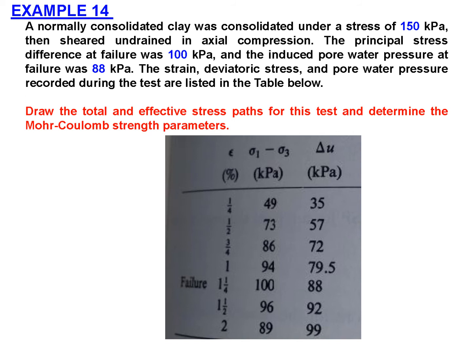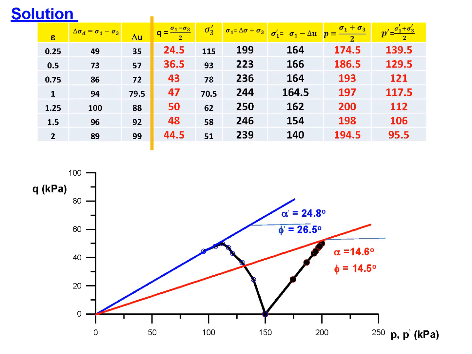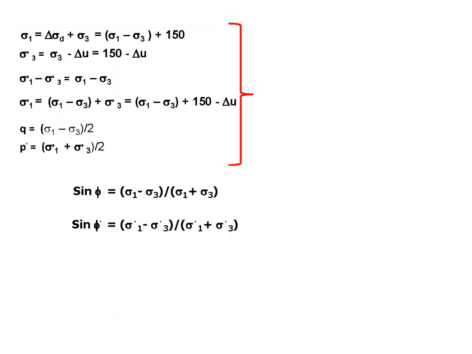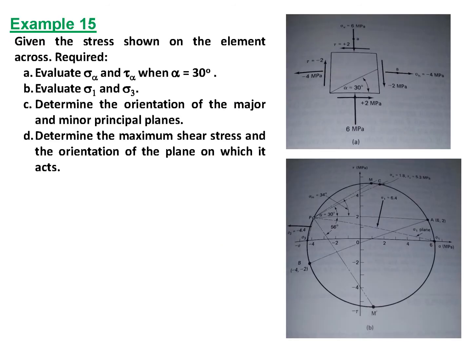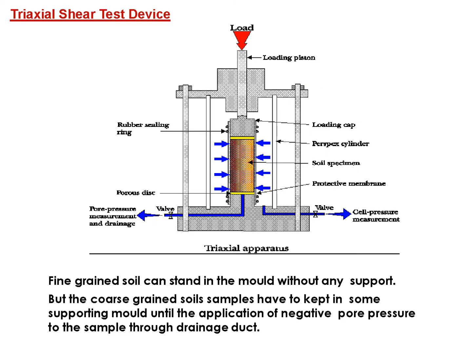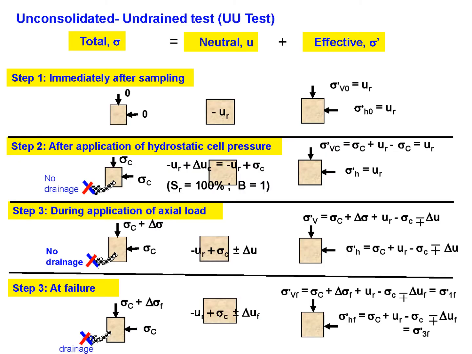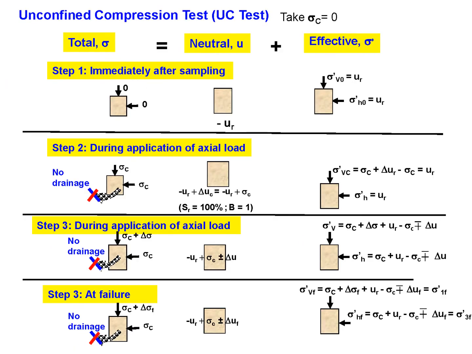Then you would find the problem related to the stress path. You can go through this problem yourself. So another example related to the triaxial test, and then some information is provided regarding the triaxial shear test device, and the UU test has been prepared with the unconfined compression test.